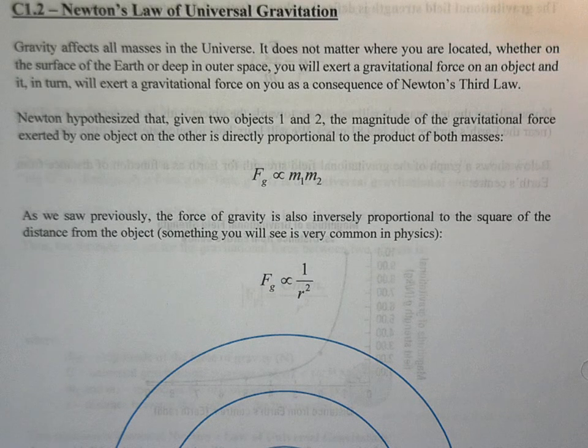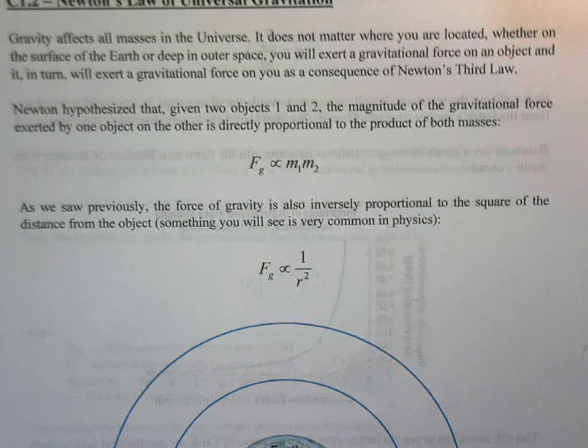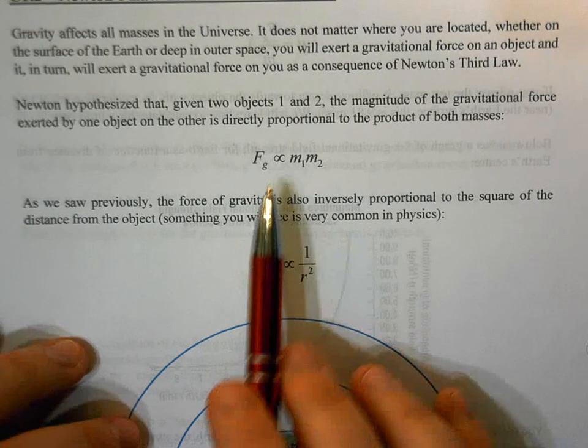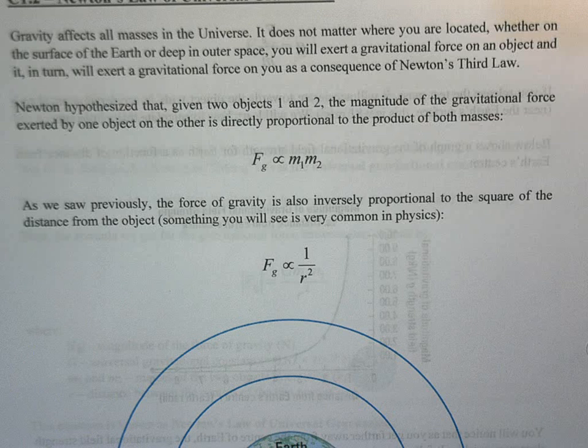And as we said, if you exert a force of gravity on an object, that object will also exert that same force of gravity back on you, equal in magnitude, opposite in direction, once again as a consequence of Newton's third law. So we just want to do a little bit of hand-wavy arguments for a second. Newton theorized that if you had two objects with mass 1 and mass 2, the force of gravity should be proportional to the product of the two masses. So we can say that Fg is proportional to m1 times m2.